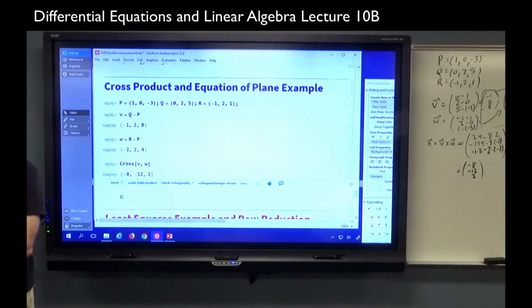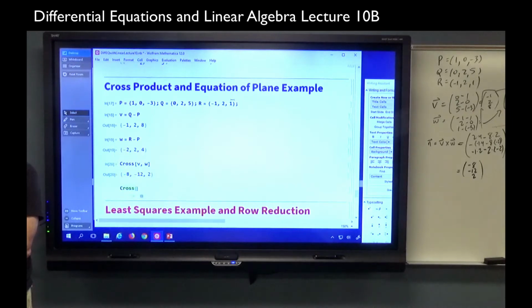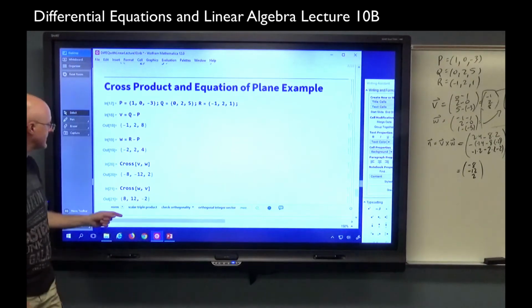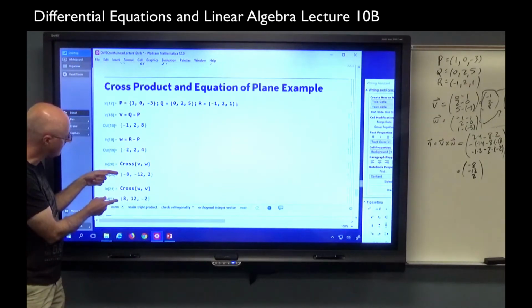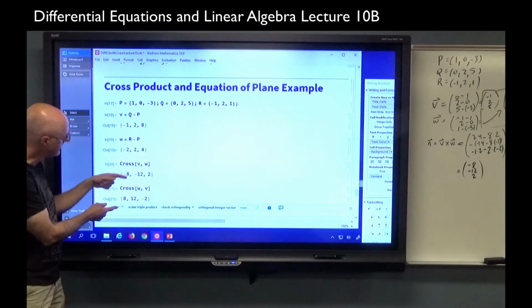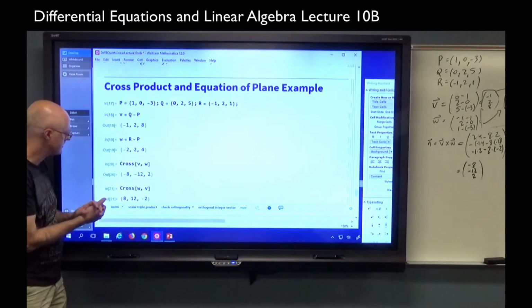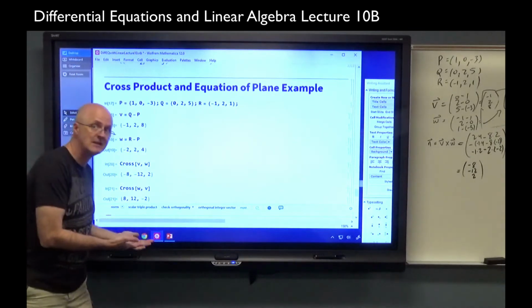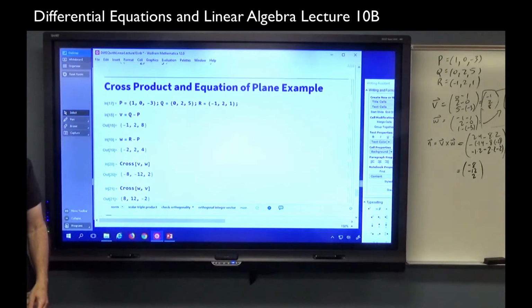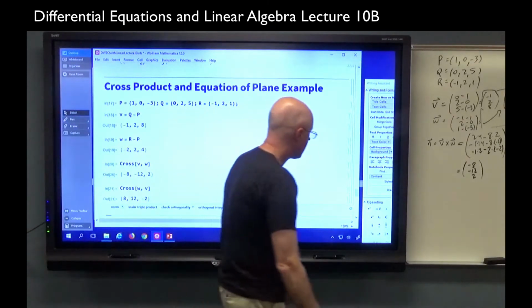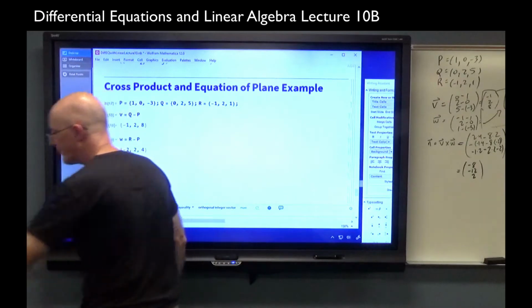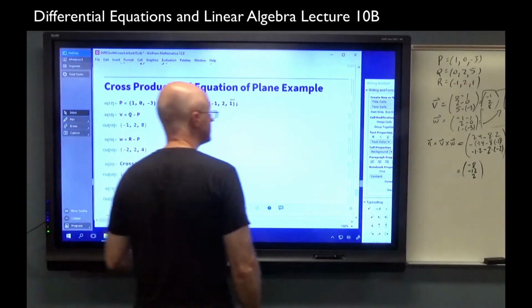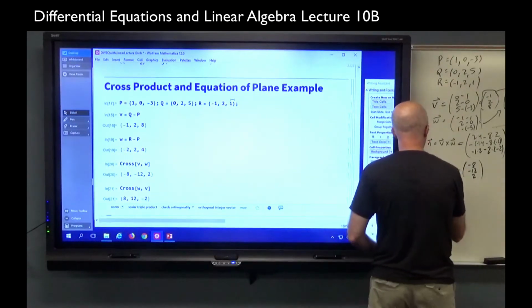And I'll also show you, we could have done it the other way around. We could have done W cross V, and like I mentioned last time, that's the opposite of V cross W. These two things are the same except for minus sign. Negative 8 becomes 8, negative 12 becomes 12, 2 becomes negative 2. Actually, you can use either one as a normal vector. So now let's see. Here we go. That's what I can use for n.